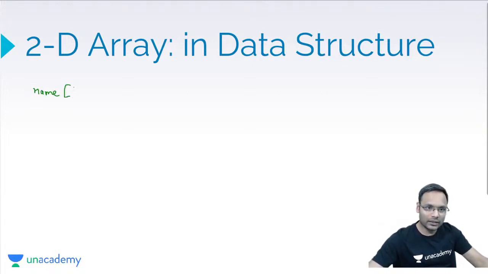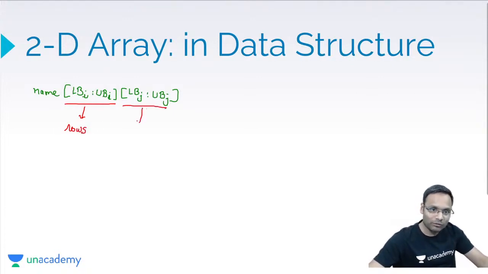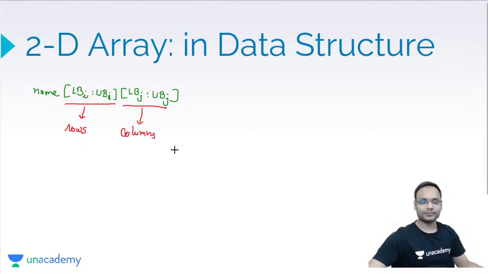In the first square bracket we have lower bound of I colon upper bound of I, and in the second bracket we have lower bound of j colon upper bound of j. Why these two lower bound, upper bound? The lower bound and upper bound with subscript I will be for rows, and the lower bound and upper bound of j will be for columns. These are for rows and these are for columns.